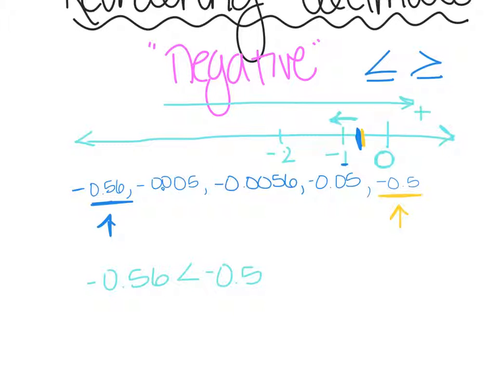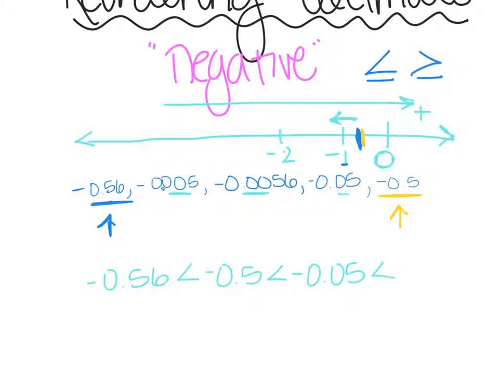Alright, so then we want to look at what's coming next. Well, I have 2 zeros here, 2 zeros here, and then 1 zero here. So clearly, the 1 zero is going to be coming next, because that is then slowly getting closer to 0, but not quite. So negative 0.05.